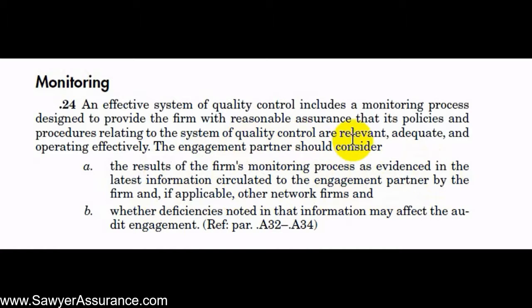And the engagement partner should also consider whether deficiencies noted in that information may affect the audit engagement that he's working on. So in general, the engagement partner needs to keep tabs on what's going on with the quality control policies and if they're working, and if not, he needs to see, does the deficiency in those quality control policies and procedures affect the engagement that he's working on. So let's go down to some of the explanatory material here at A32 through 34.